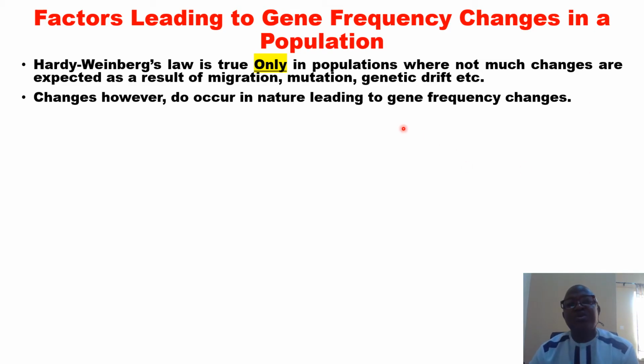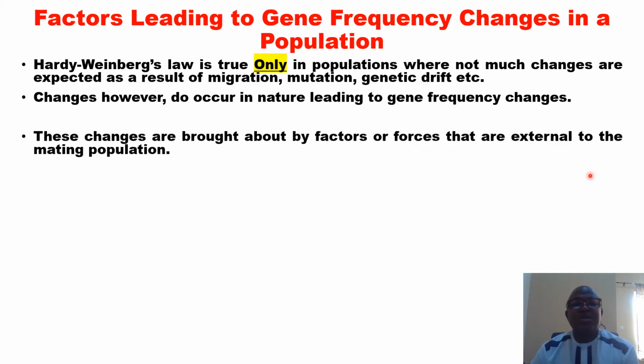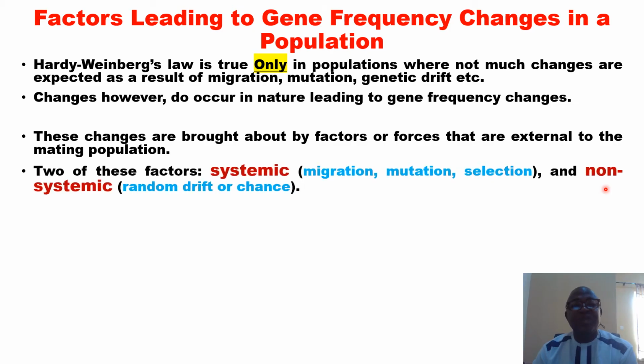And when these changes occur, they definitely lead to gene frequency changes. These changes are usually brought about by factors or forces that are external to the mating population, not necessarily within the control of the animals. And so these are classified into two. We have the systemic, things like migration, mutation, and selection, and then we have the non-systemic, like random drift or chance.